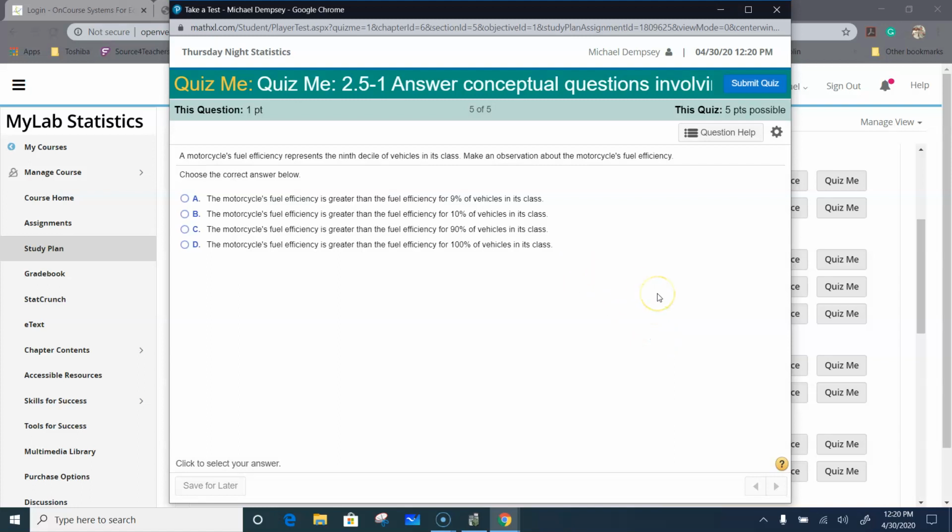Okay, and the last one, 9th decile. Okay, so a decile is every 10%. So the 9th decile would be the 90th percentile. It's an easier way of saying it. So its fuel efficiency is greater than 90% of vehicles in its class. Let's see how we did.